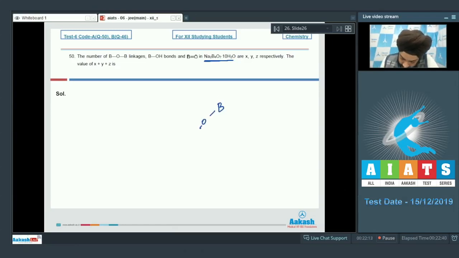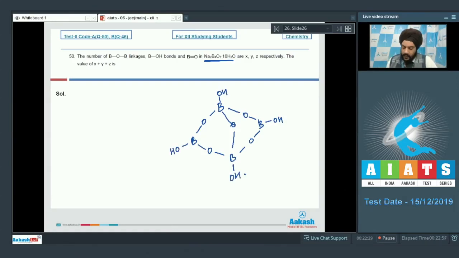So we have B-O-B, B-O-B, B-O-B and B-O-B. Okay, and then there are OH. Okay, so the two boron atoms, the two sp3 hybridized boron atoms have a negative charge on them each. Okay, so this is the part in which the examiner is interested.